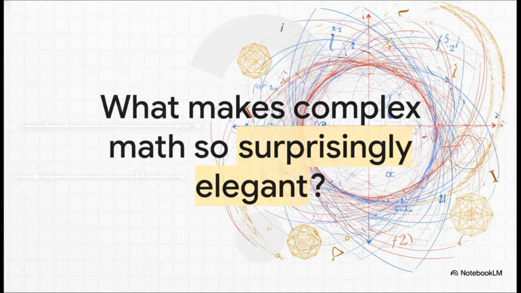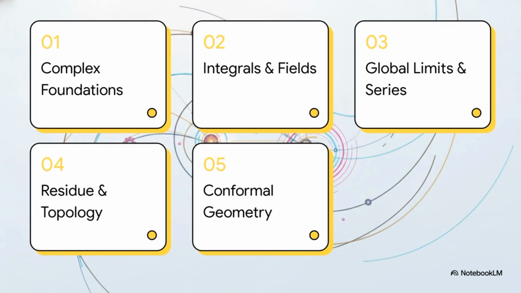When you move from standard real number calculus, where you're just moving back and forth along a 1D line, into the 2D complex plane, things change. You're navigating real and imaginary numbers simultaneously. The rules are so incredibly demanding here that they end up forcing the math into this beautiful, almost magical framework. We're going to build this up layer by layer. First, we'll hit the foundations of complex functions. Then, we'll look at integrals and harmonic fields, explore global limits and infinite series, jump into residue calculus and topology, and finally, wrap up with universe-bending conformal mapping.